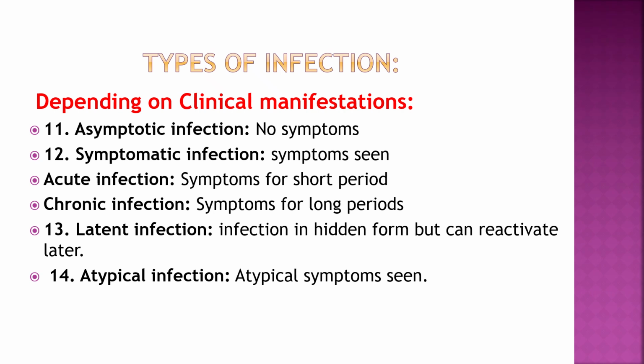Types of infections according to the clinical manifestations can be asymptomatic and symptomatic infection. Asymptomatic is when no symptoms are seen, and symptomatic when symptoms are seen. It can be acute infection when the symptoms are seen for a short period, and chronic infection when symptoms are seen for a long period, that is more than 6 months of duration. Latent infection is when the infection is in hidden form.